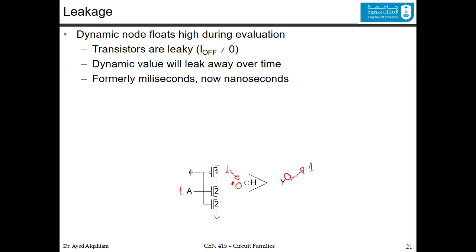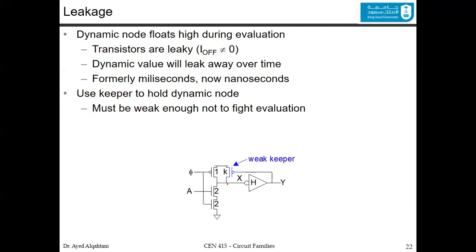So if this happens, how to solve this leaking problem? This is called leakage, as I said. It's leakage of the current, and we will visit this again when we talk about the power consumption later. To solve this, the problem is the leakage from the 1 going down to 0.